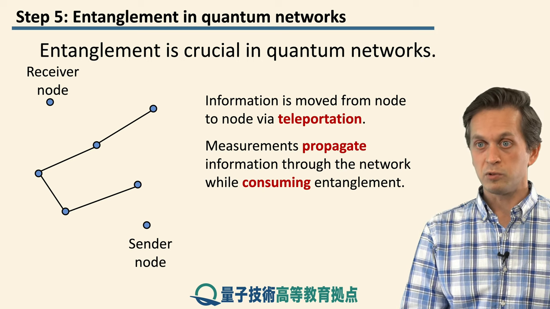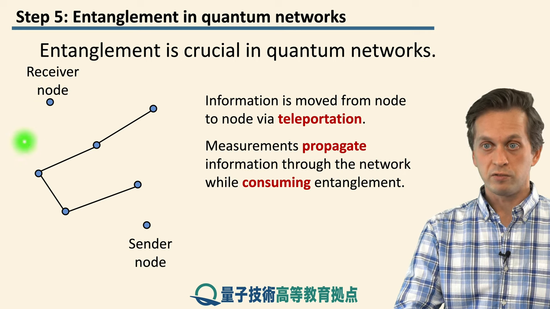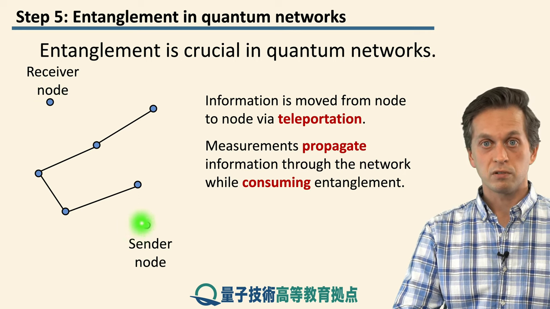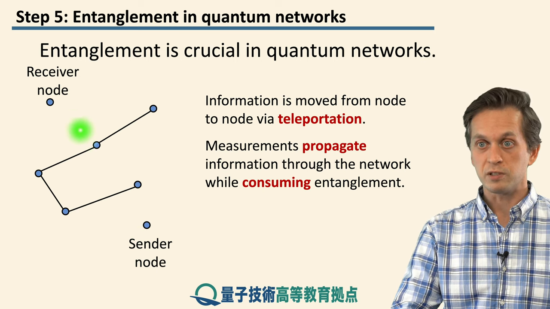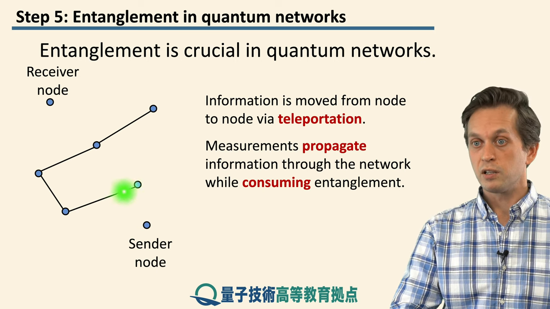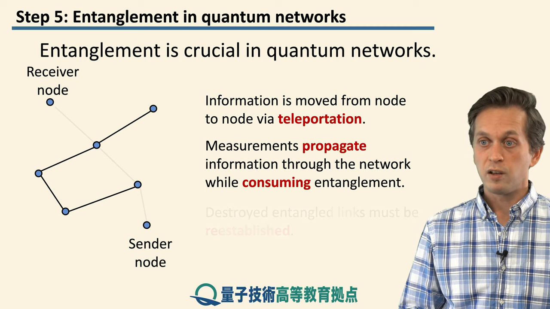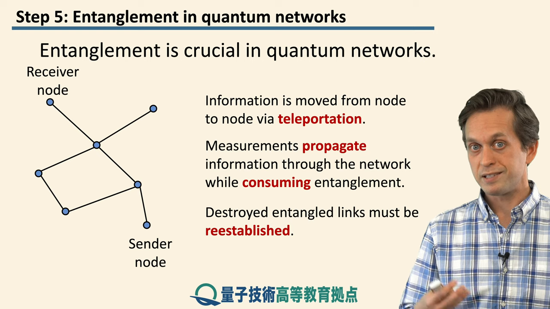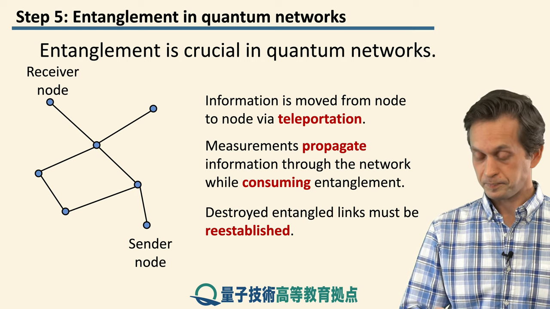But look at the state of the network now. It's very different from what it was before. All of these entangled links have been destroyed through the application of measurements. So in order for the network to be fully functional again, we must have some process of re-establishing these destroyed links, re-establish entanglement between these links.